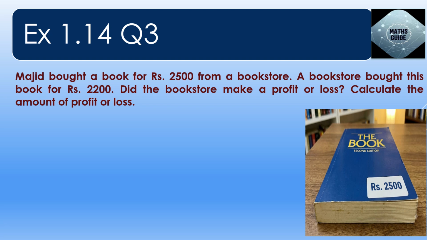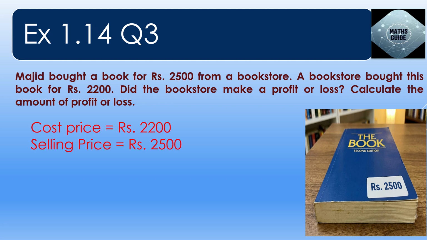For example, in this question, Majid bought a book for rupees 2500 from a bookstore. It means it's the selling price. The bookstore bought this book for rupees 2200. Initially it was bought at 2200, so it is the cost price, and later it was sold at 2500. Did the bookstore make a profit or loss? Here the selling price is greater than the cost price. Obviously it's a profit.